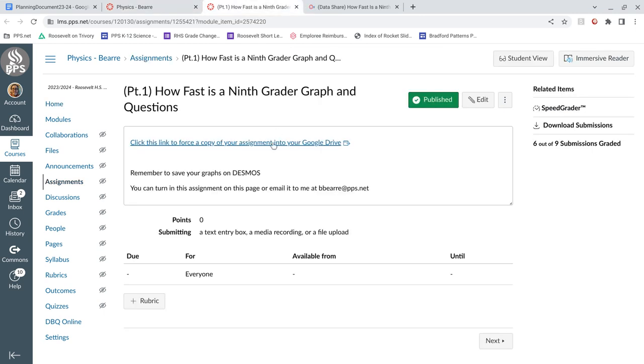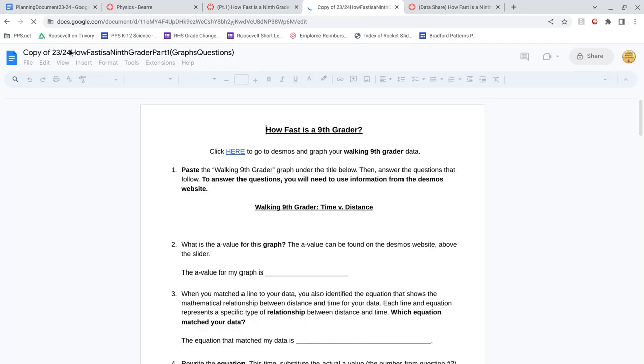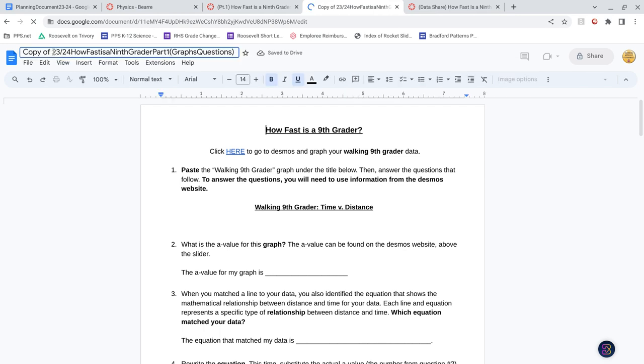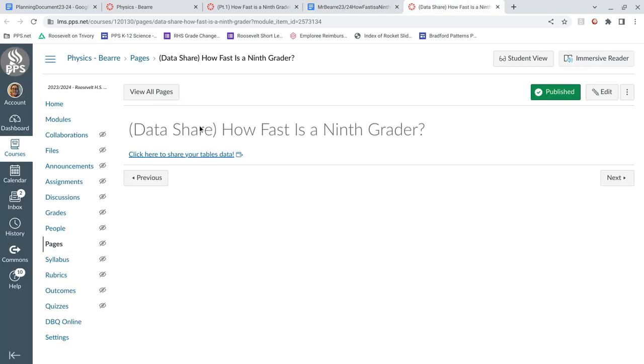This assignment is going to force a copy of a Google Doc into your drive. So do that. And when that opens up, I would like you to put your name on it so I don't have to search for it as much. It says copy of, you can say like your name. So Mr. Bear 2023, whatever. But yeah, put your name on it. It makes it easier for me. So do that. And then make sure your data is open.